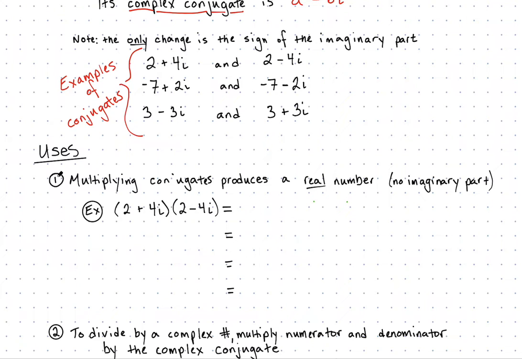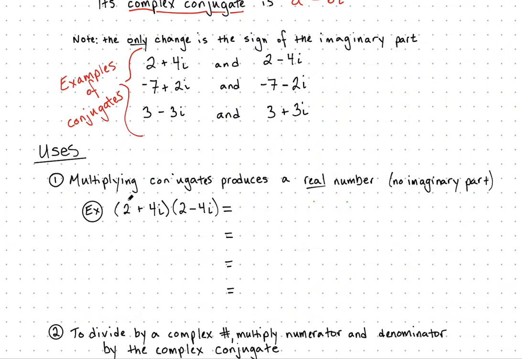But there are two uses that are super important in our math class. So the first is this. The first use says that multiplying conjugates, so multiplying one number by its conjugate, produces a real number that has no imaginary part. So think about this again. This means that multiplying two complex numbers, we end up with a real number that doesn't have i in it. Pretty special. So we're going to do an example here. We've got 2 plus 4i and 2 minus 4i, just like we had above. And we're going to multiply these out and see what we get. We should get a real number.